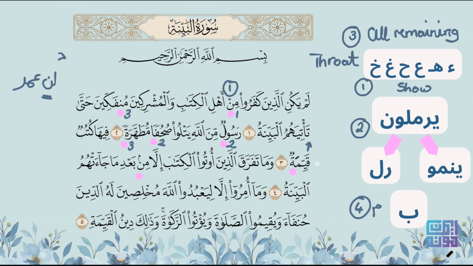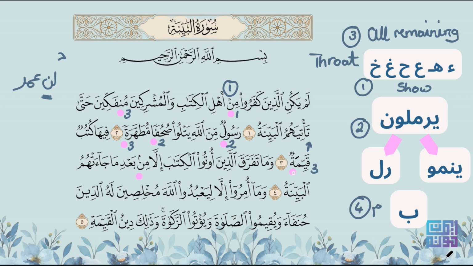So we are going to say kutubun qayyimah. Okay? Kutubun qayyimah. I go to the makhraj of the qaf. I pronounce the ghunna, and then I pronounce the qaf. So this one is also ikhfa.